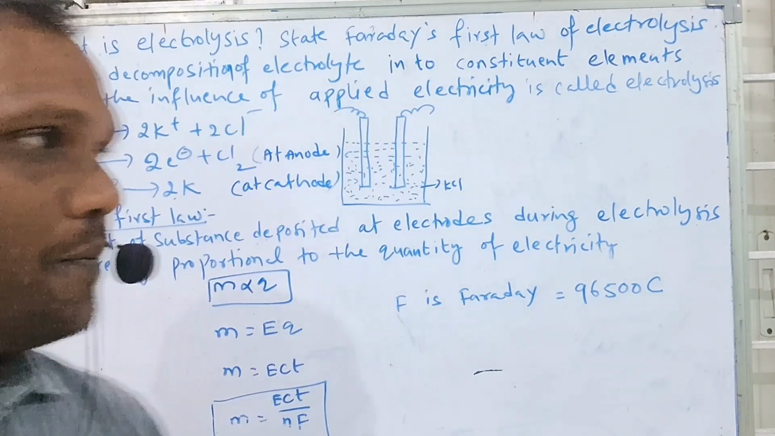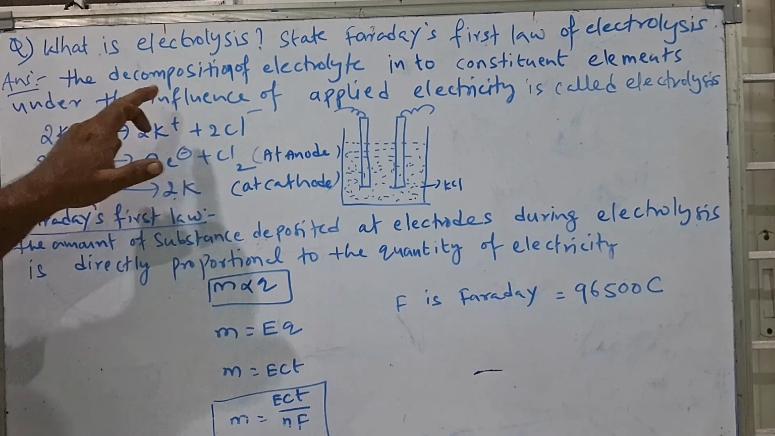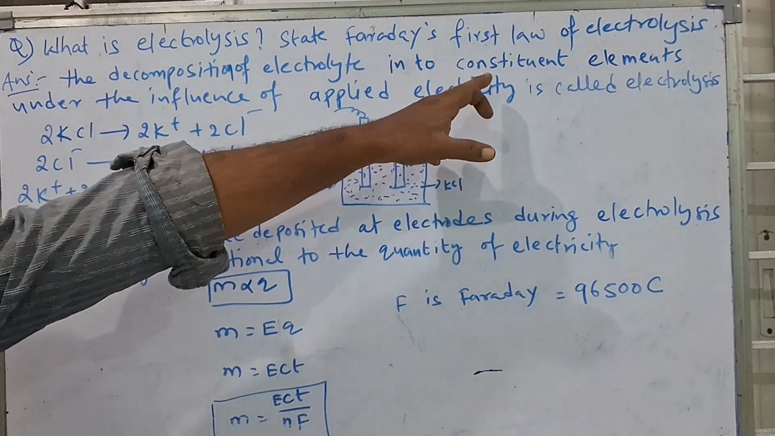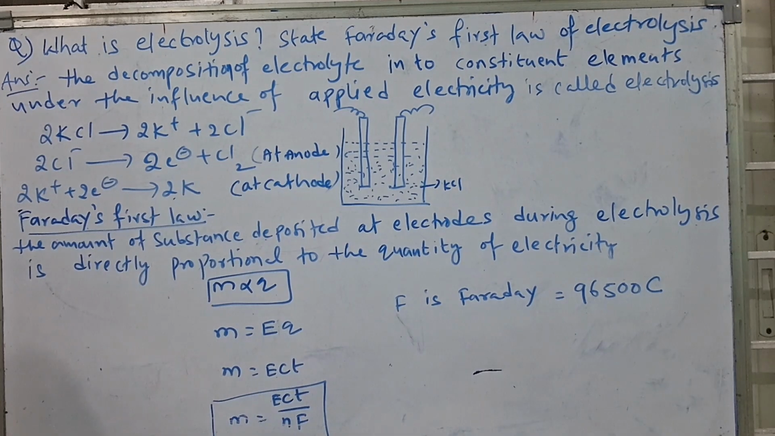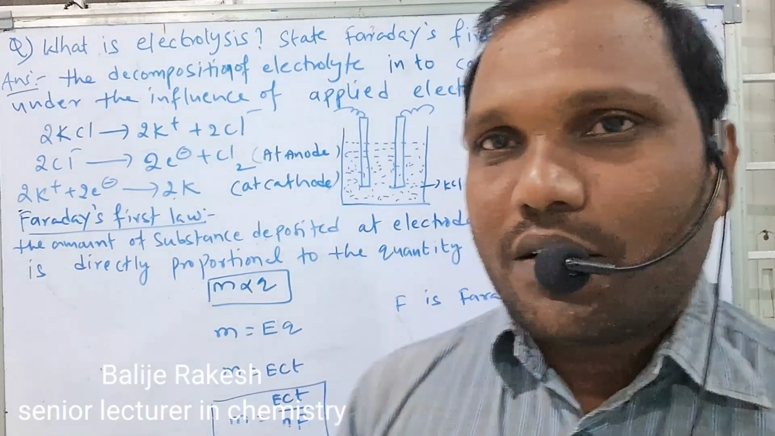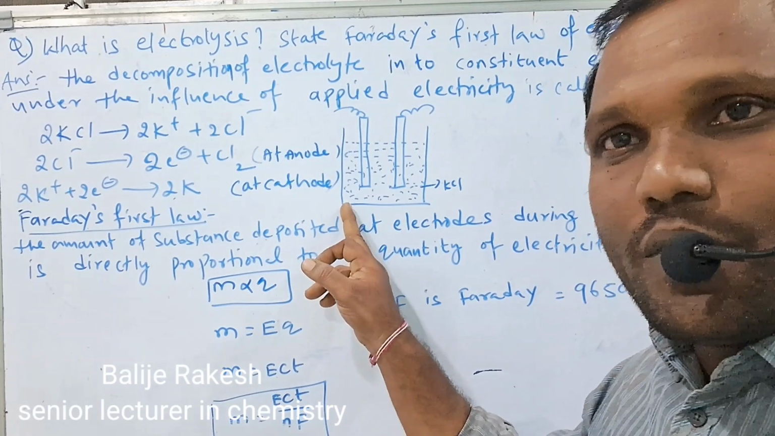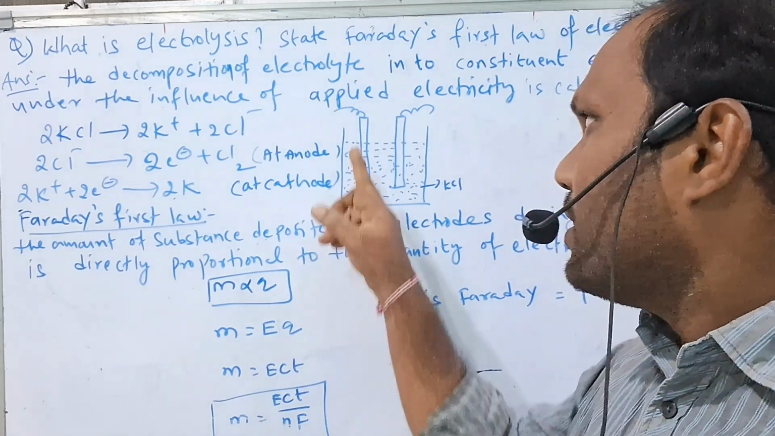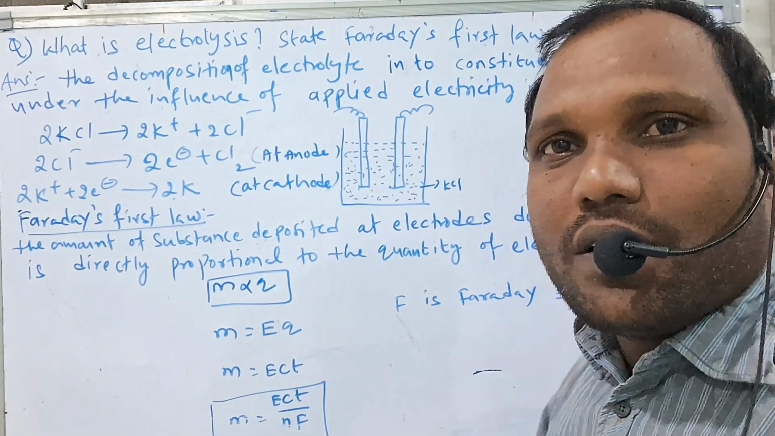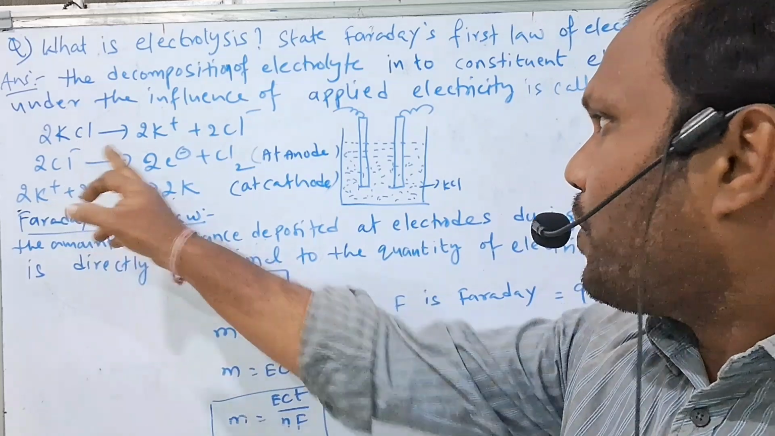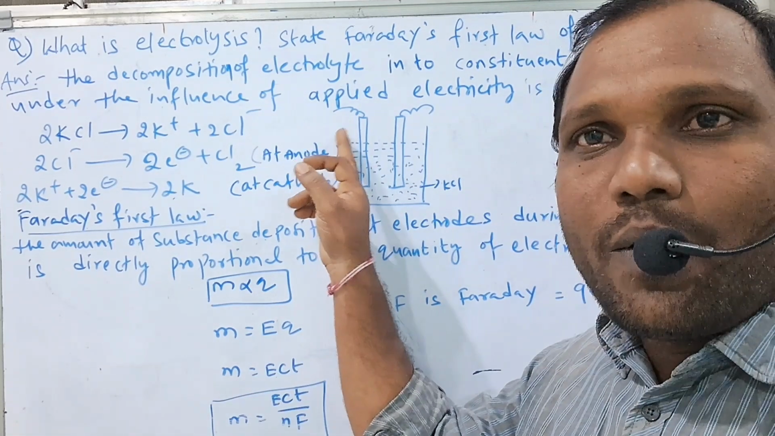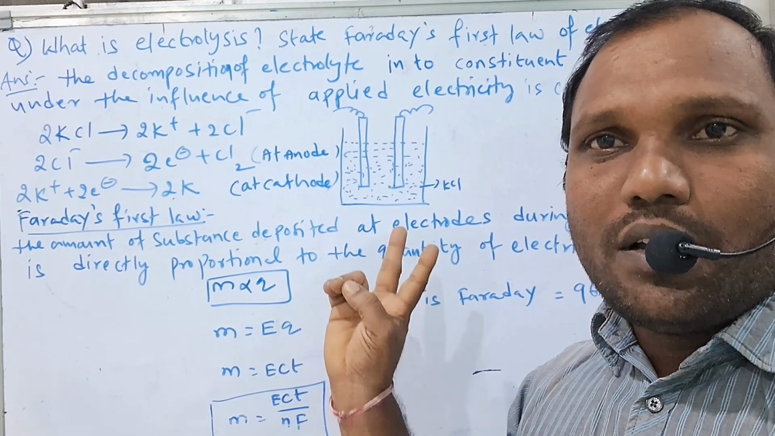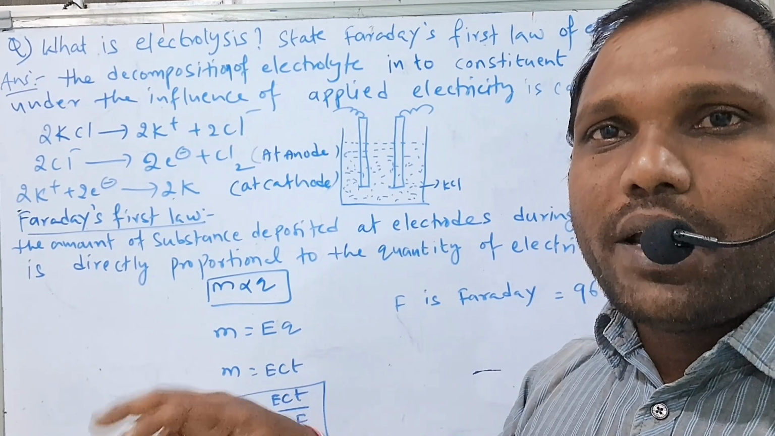law. Look here. The decomposition of electrolytes into constituent elements under the influence of applied electricity is called electrolysis. That is the definition. Here, for easy understanding, all of you look here. This is an electrolytic cell. That electrolytic cell contains potassium chloride as an electrolyte, and it contains an anode and a cathode. Through the anode and cathode, electricity is applied.